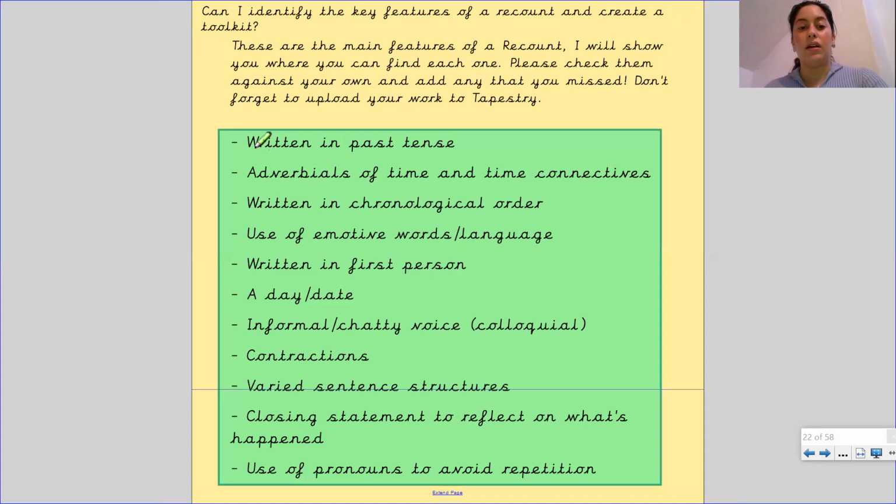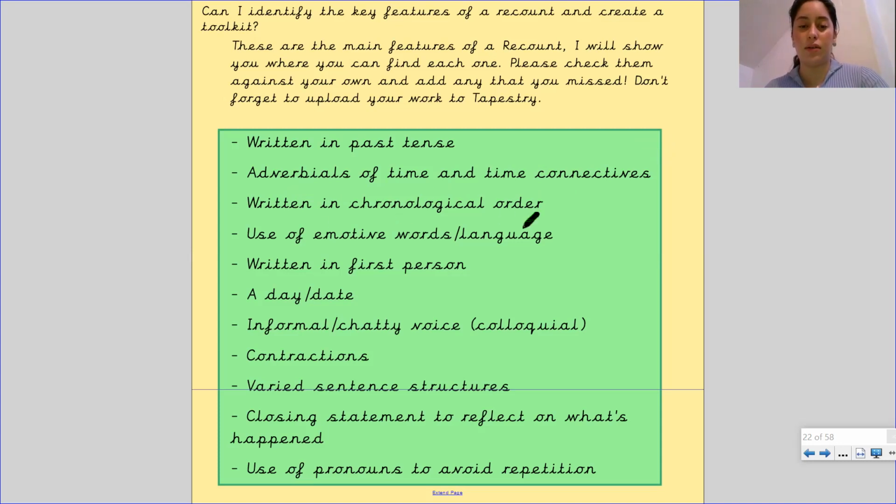So, it's written in the past tense. We know that from writing our own diaries because a diary is based on something that's already happened. A recount is about something that's already happened. You're retelling in your own words something that you've already experienced. Adverbials of time, which we did spot, and time connectives. It's written in chronological order. We've just done a non-chronological report, so we know non-chronological reports are not in order, but diaries and recounts are in order of what happened.